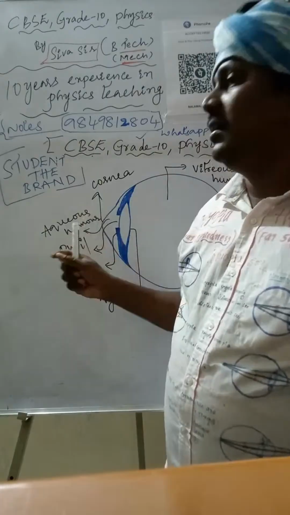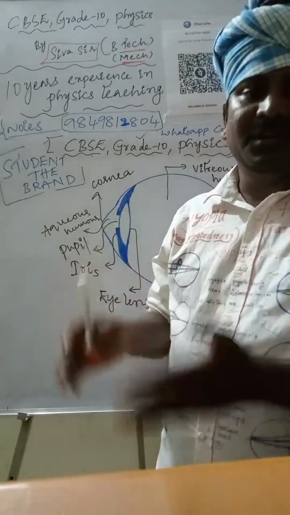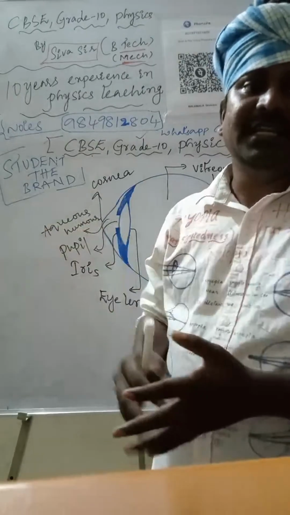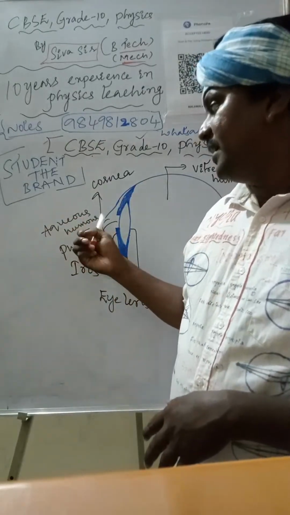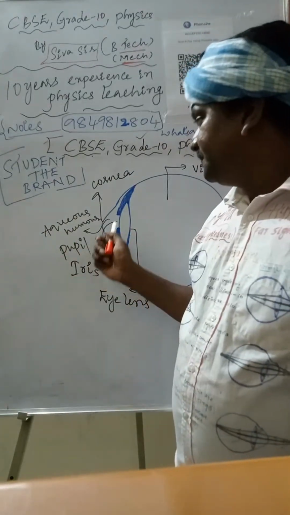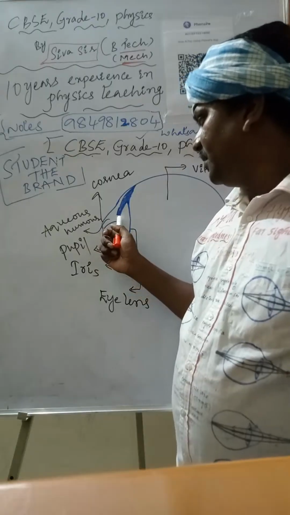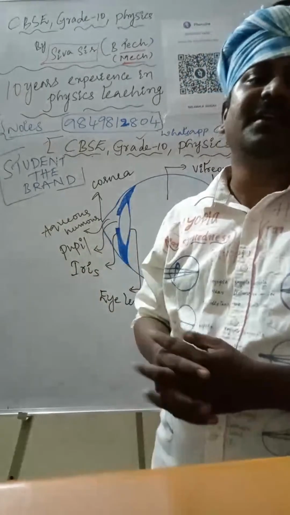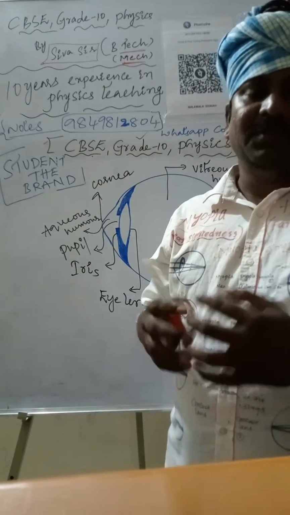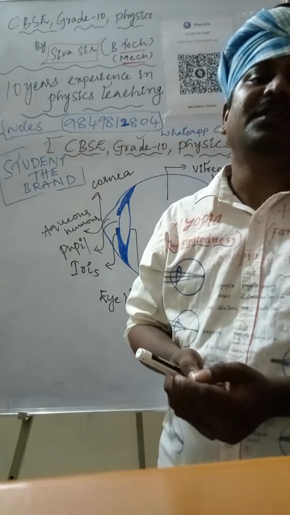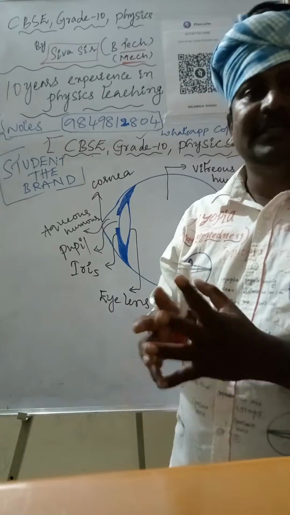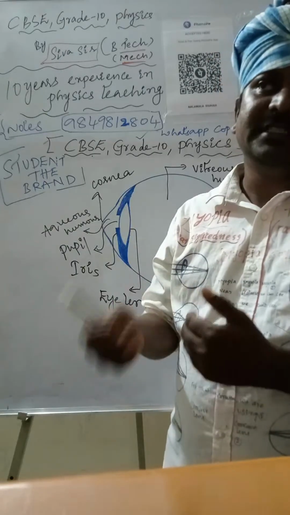So the cornea is the frontal protective layer of the eye. Most of the refraction takes place at this point. And coming to the pupil, it controls the amount of light entering into the eye. The iris is a dark muscular diaphragm which controls the size of the pupil.